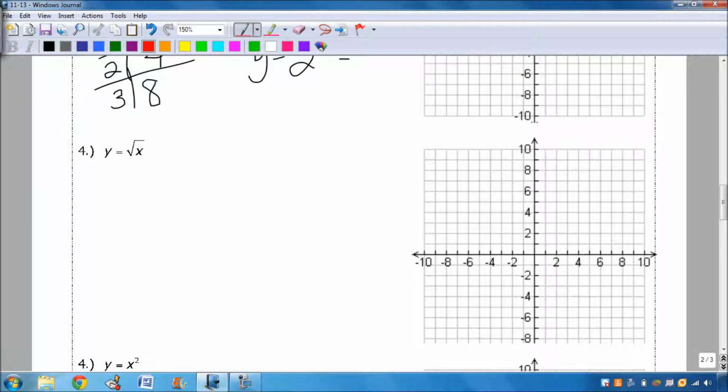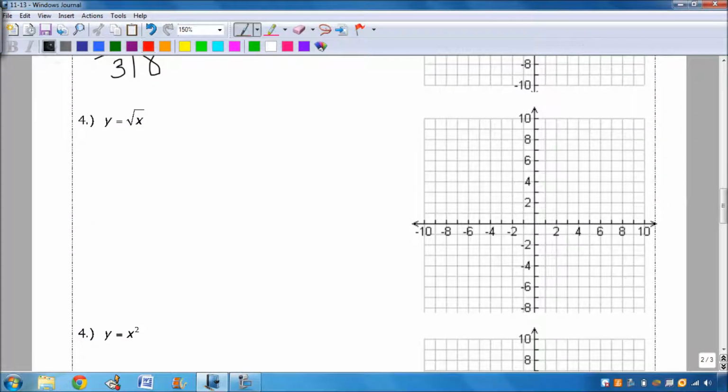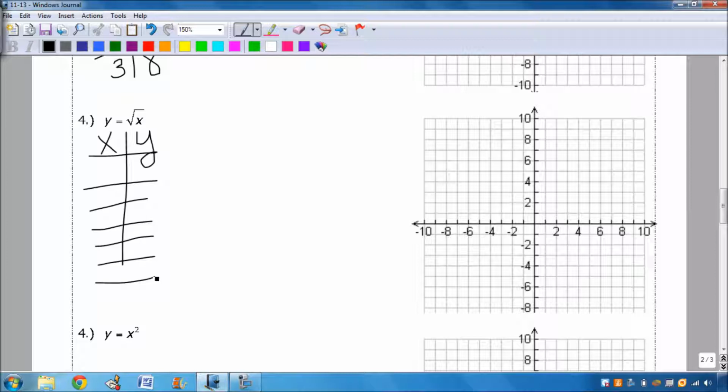All right, so our next parent function is our square root function. Same thing, I'm going to create a table of values. So I've got x and y. I'm going to go from -3 to +3. So -3, -2, -1, 0, 1, 2, and 3.